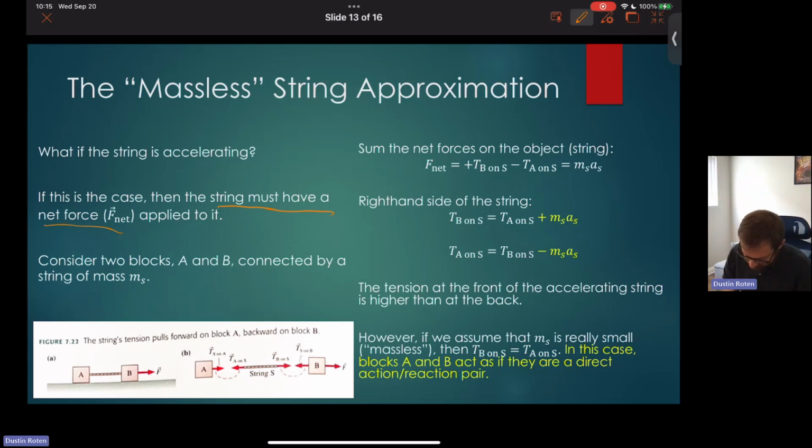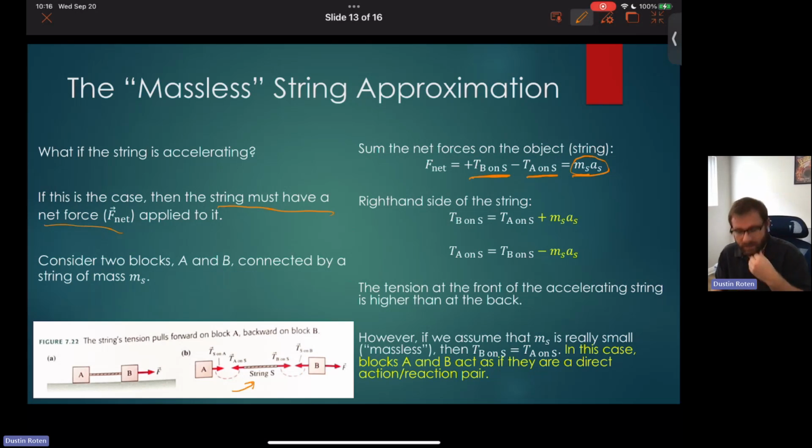Let's break this down and think about the string in between these two blocks. The sum of the net forces on the string is going to be the tension from block B on the string, and then in the opposite direction, the tension from block A on the string. We have one tension going one way, one tension the other. Now the string is moving, so we know the forces are unbalanced. They have to be unbalanced. So this is going to equal ma.